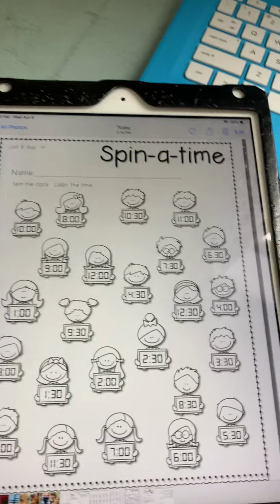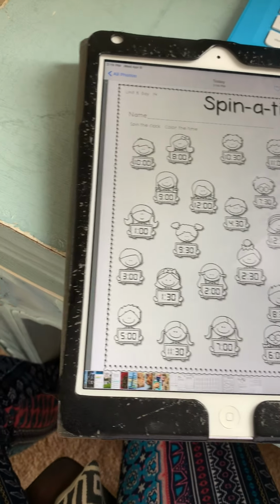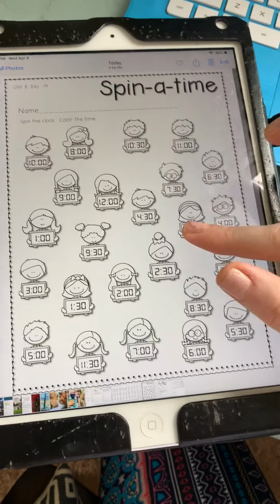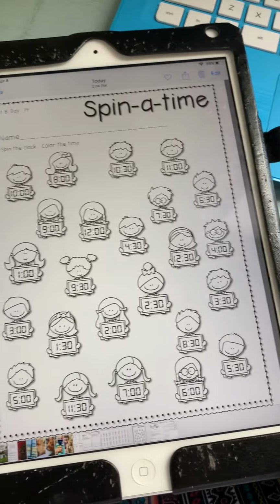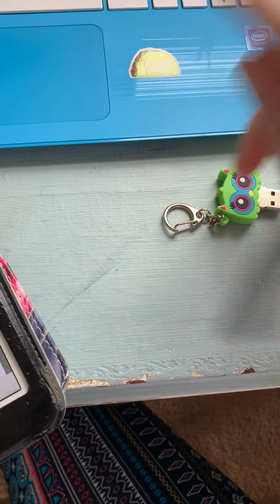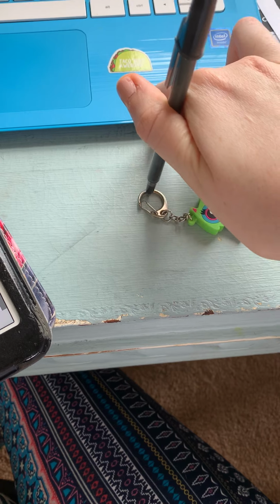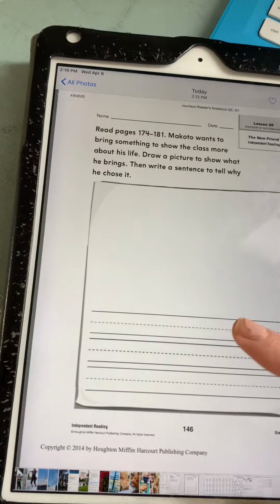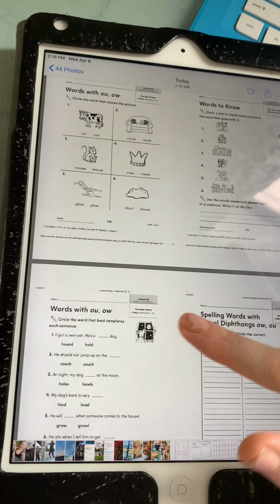This is a picture of a spinner, and the spinner is going to help you with the math this week that looks like this. So I just did a quick little Google. You can create your own spinner with all the different times on it. All you need is a pencil and a paper clip. This is not a paper clip, but you know, and then you just have them spin it, and whatever it lands on, they can color. All right, so let me go back to the other classwork.